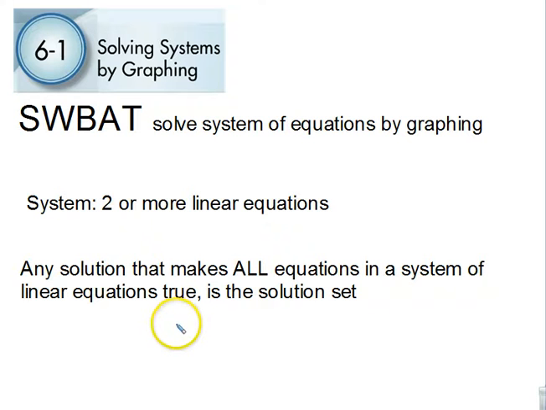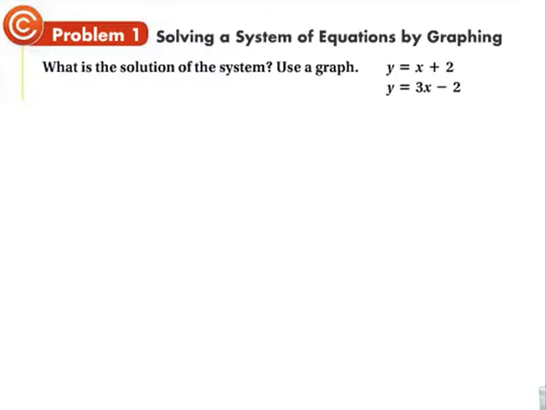This is the first video of Chapter 6, Solving Systems by Graphing. We're going to graph two or more linear equations, and we're going to have different types of answers. So let's get right into it.